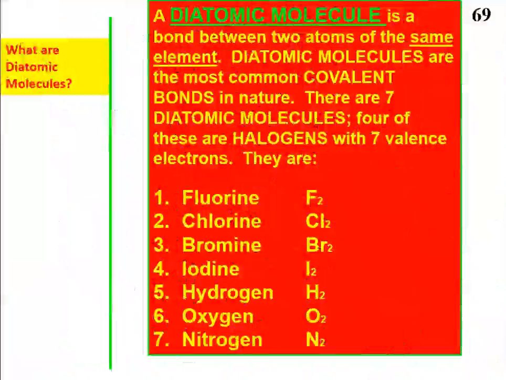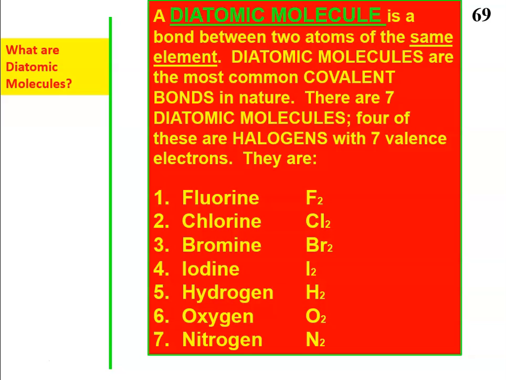So what are diatomic molecules? Well, there are 7 diatomic molecules of the same element. Diatomic means 2 atoms. There can be diatomic molecules that are of 2 different elements, but in this case we're talking about the 7 that are of the same element. Diatomic molecules are the most common bonds in nature. There are 7 diatomic molecules.